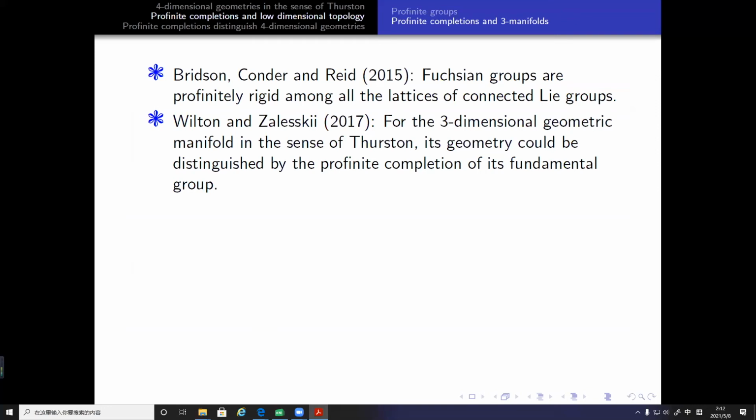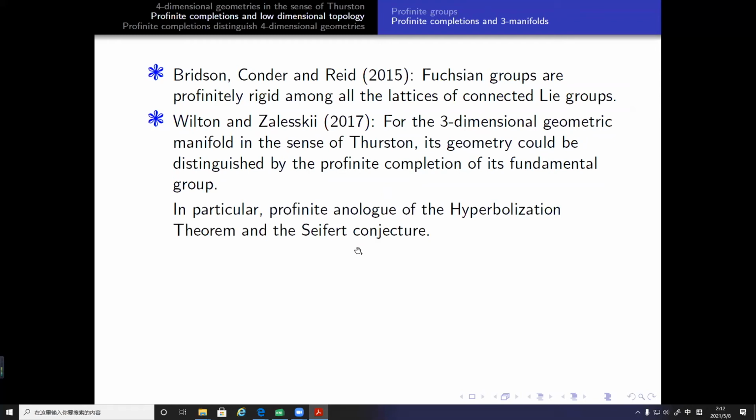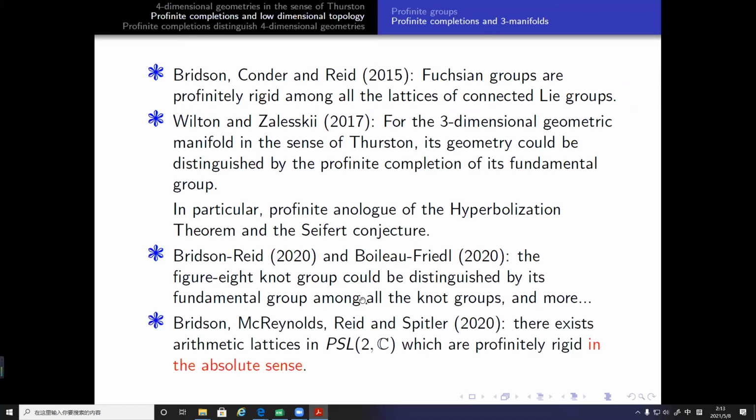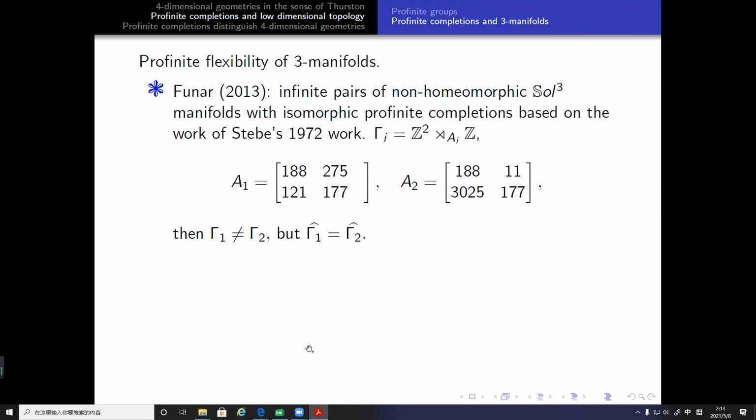Since our work depends on the work of Wilton and Zalesskii, for three-dimensional manifolds the geometry in the sense of Thurston is determined by the profinite completion of the fundamental group. In particular, Wilton and Zalesskii showed the profinite analog of the hyperbolization theorem and the Seifert conjecture by Gabai, Casson, and Jungreis. And very recently, Bridson, McReynolds, Reid, and Spitler showed that there are some three-dimensional hyperbolic arithmetic lattices that are profinitely rigid in the absolute sense. Maybe I should skip something.